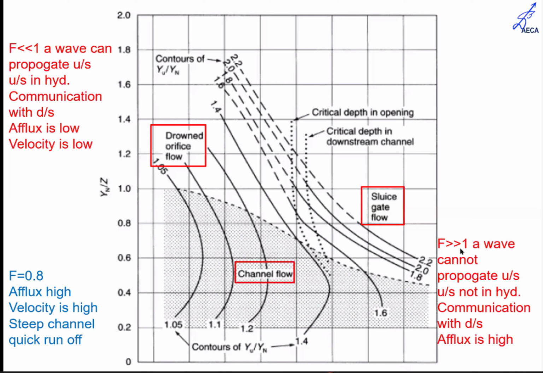If F is more than 1, the wave of course cannot propagate to the upstream, and upstream is not in hydraulic communication with the downstream, but the efflux will be high and the velocity will be high, which is again not a recommended situation. So generally a 0.5 to 1 ratio for a Froude number is considered to be acceptable.